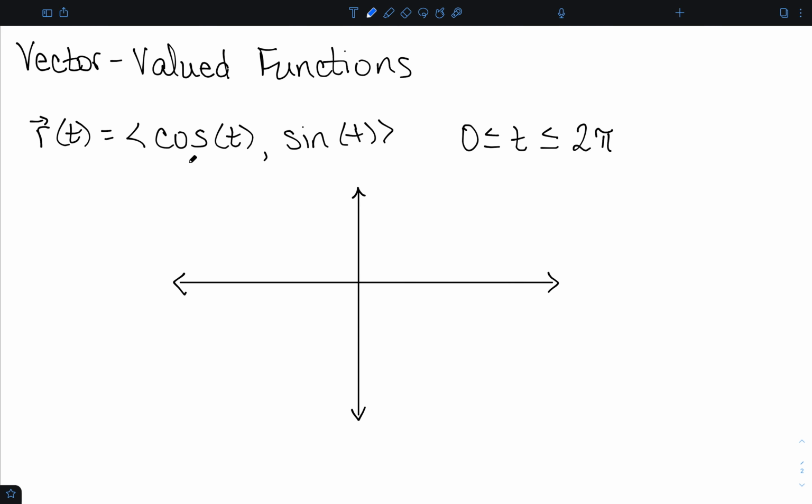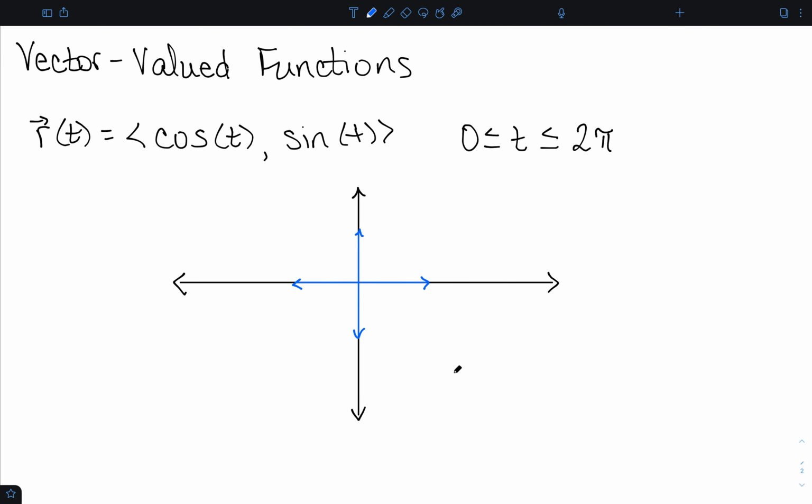If I consider t equal to 0, cosine of 0 is 1, and sine of 0 is 0. So that would be approximately this vector here. If I look at pi over 2, cosine of pi over 2 is 0, and sine of pi over 2 is 1. So that would be the vector 0, 1. If I look at pi, cosine of pi is negative 1, and sine of pi is 0. That would be the vector negative 1, 0. And if I look at 3 pi over 2, cosine of 3 pi over 2 is 0, sine of 3 pi over 2 is negative 1.